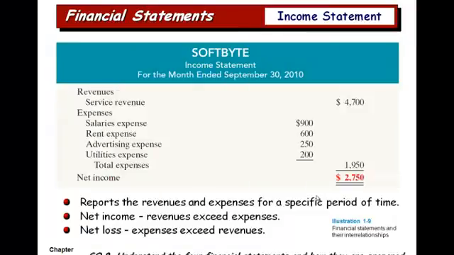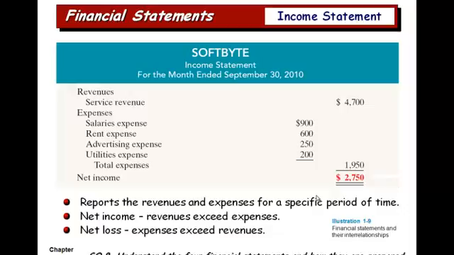And here's an example of an income statement. Income statement reports the revenues and expenses for a specific period of time. Key word right there, specific period of time. Balance sheet is going to be a point of time. So this specific period of time is, see up underneath where it says SoftBite income statement for the month ended September 30th, 2010. So that's from September 1st to September 30th. If this was a year-to-date income statement, and the fiscal year was the calendar year, this would be from January 1st to September 30th, which would be a period of time.